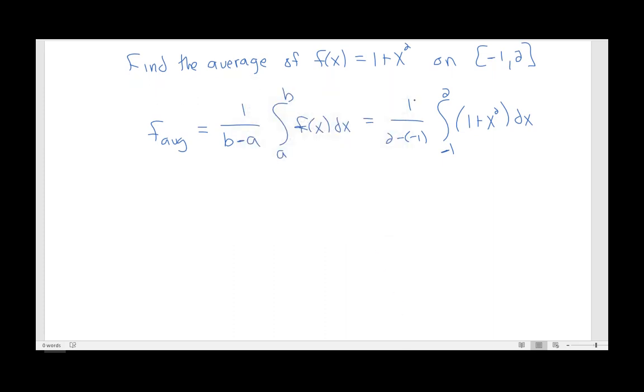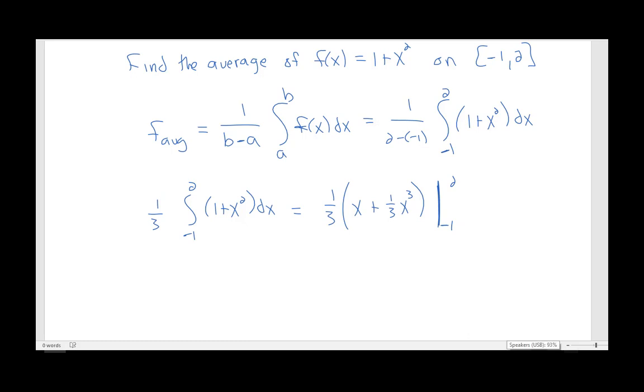So let's see, first of all, I get 1 over 2 plus 1, which is 1 over 3, so I have 1/3. I have the integral of 1 plus x squared. And now we're going to find the antiderivative here. So the integral of 1 is x, and the integral of x squared is 1/3 x cubed, and we're going to evaluate from minus 1 to 2.